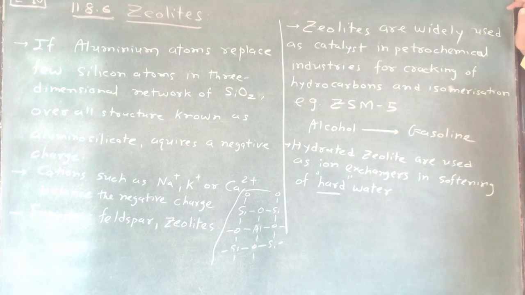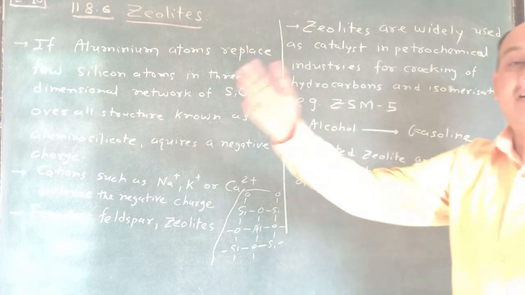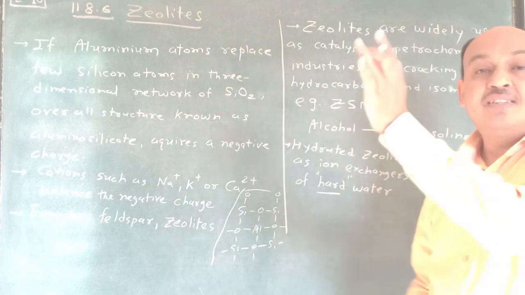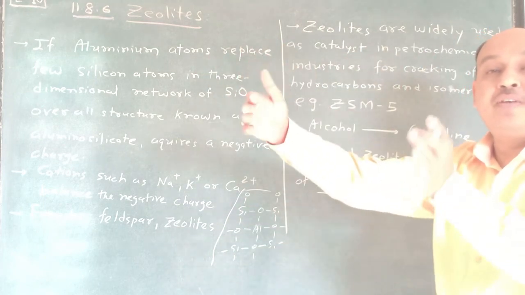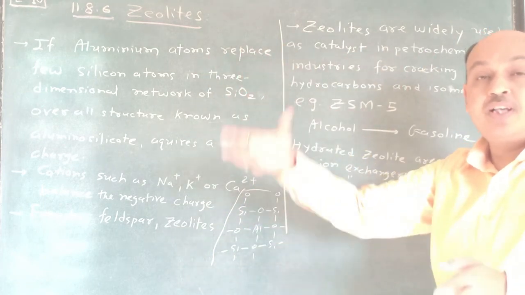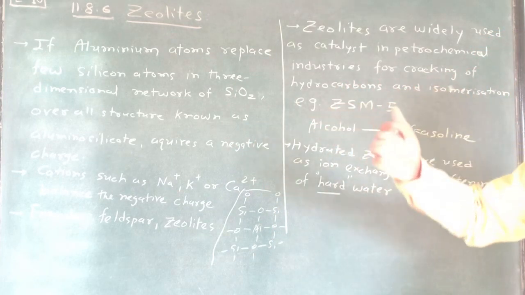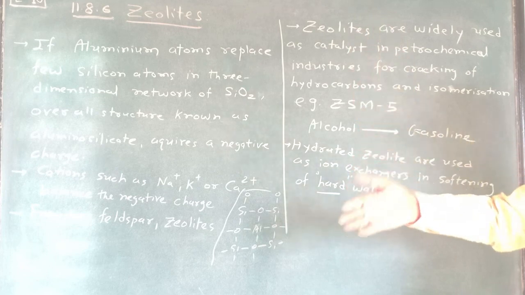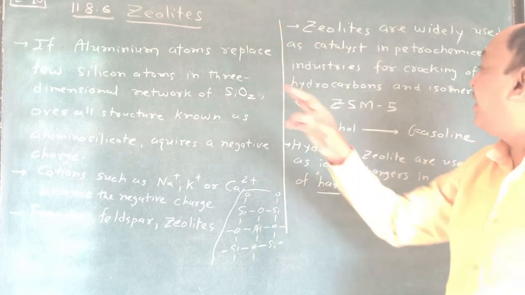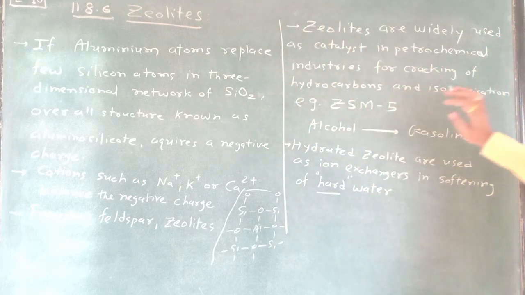Zeolites are widely used as catalysts in petrochemical industries. This is very important. You already learned in standard 10 the cracking of hydrocarbons. That means one big part is there, and it is terminated into different small compounds, and that is nothing but cracking of hydrocarbons in petrochemical distillation. You know that diesel and petrol are obtained according to this cracking of hydrocarbons.